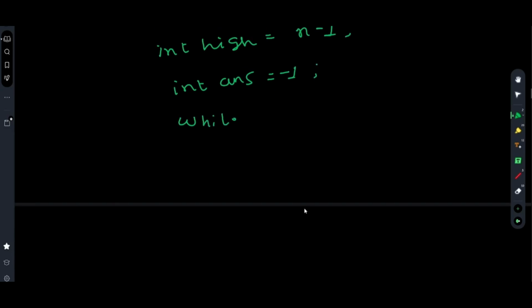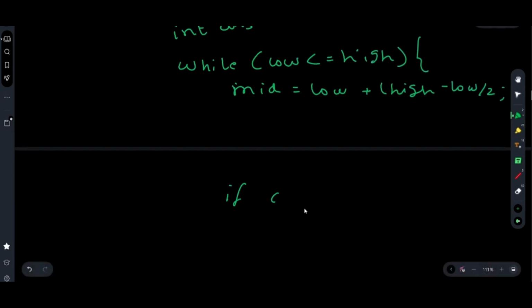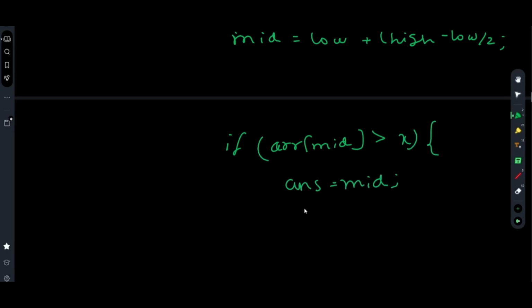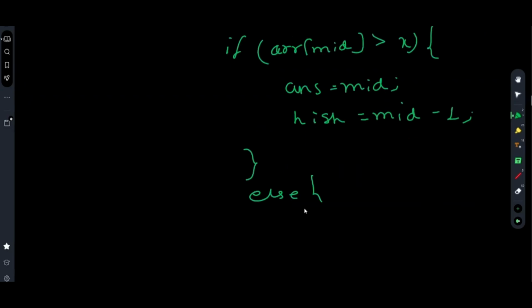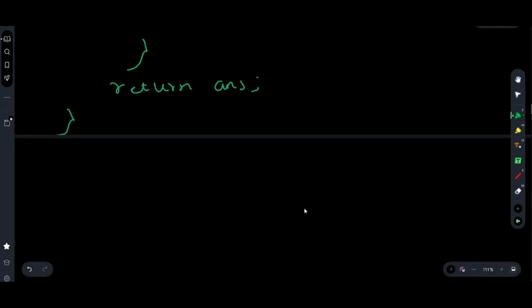So you will say while low is less than or equal to high, your mid will be low plus (high minus low) by 2. Now you will say if arr of mid is greater than X, you don't have to check equal to, then you will say ans equals mid, you will try to come down, high equals mid minus 1, else low equals mid plus 1, and you will finish it and return ans. Along with that, you will now write the main function of the array.